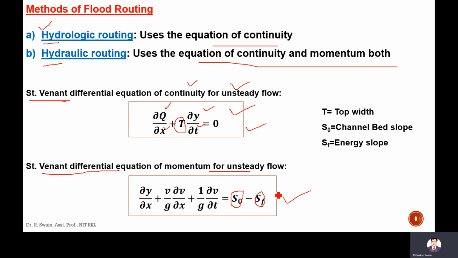So hydraulic routing uses both equations, this continuity equation and this momentum equation. Hydrologic routing uses only the continuity equation. So here we will discuss only hydrologic routing. Hydraulic routing is not required now; it is not essential at this level.